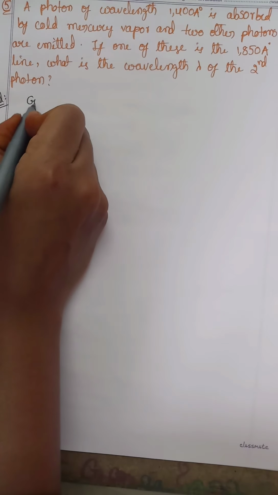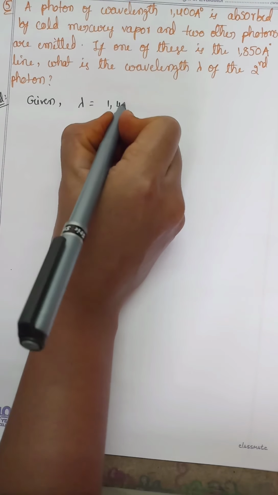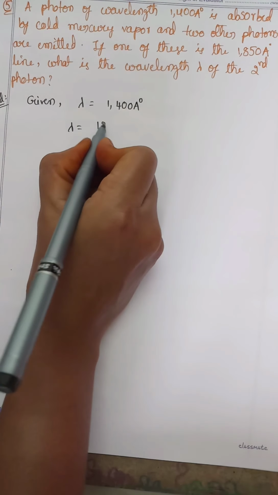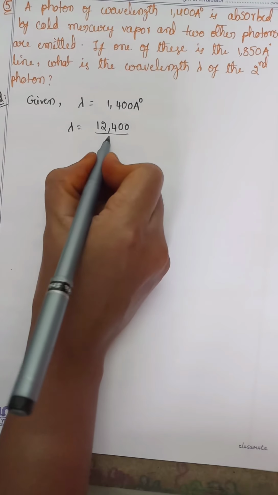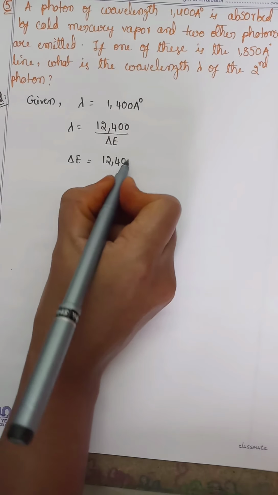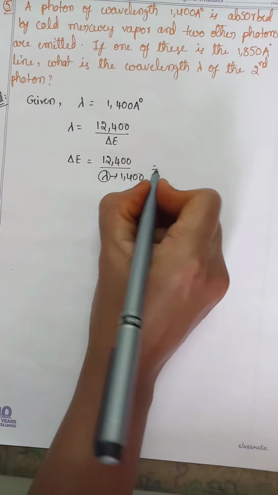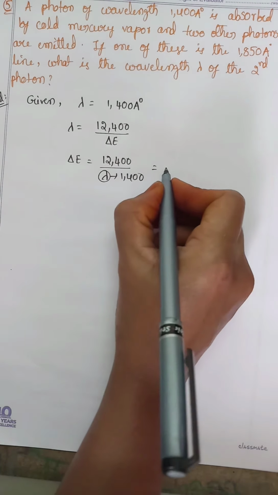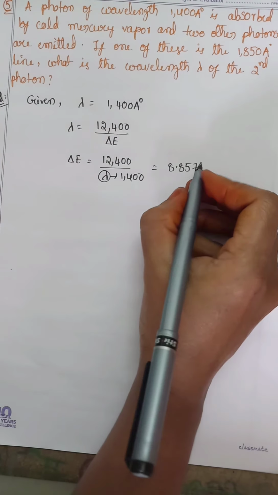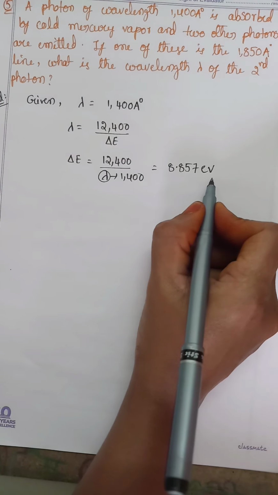So, what has been given? The total wavelength of photon is given by lambda is equal to 1400 angstroms. We know the formula that lambda is equal to 12,400 divided by delta E. So, delta E is equal to 12,400 by lambda, which is 1400. So, if we substitute this, we get delta E is equal to 8.857 electron volts.